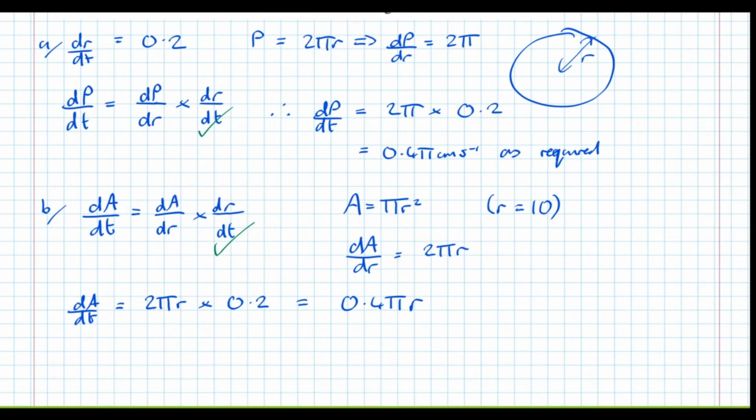We're given the extra information that r equals 10. Since r equals 10, lowercase r, this implies that dA by dt equals 0.4 pi times 10 equals 4 pi centimeters squared per second.